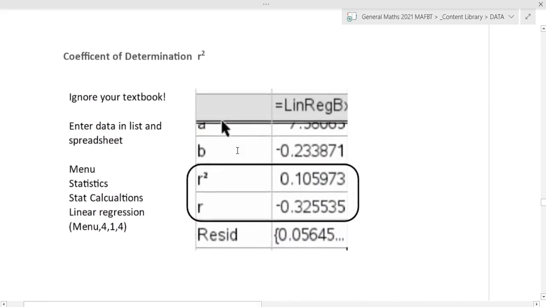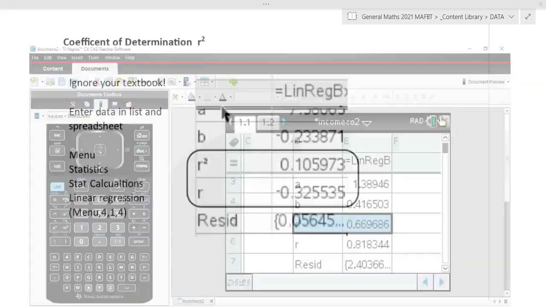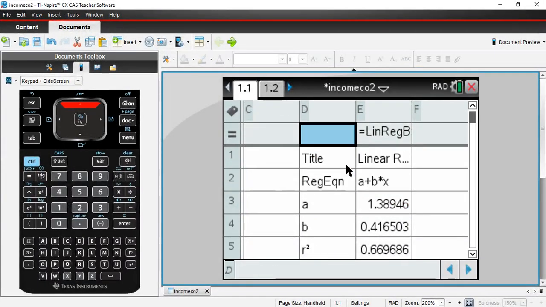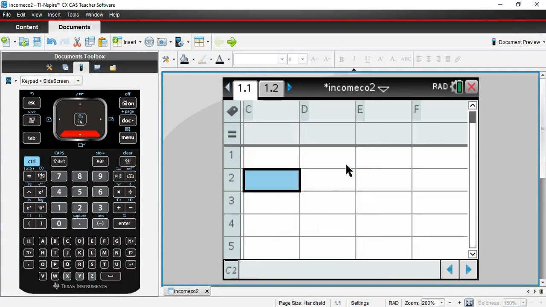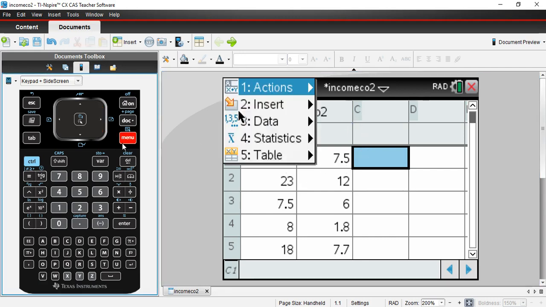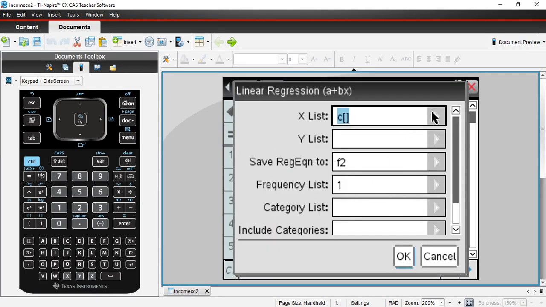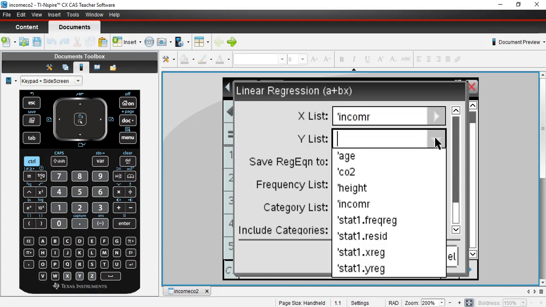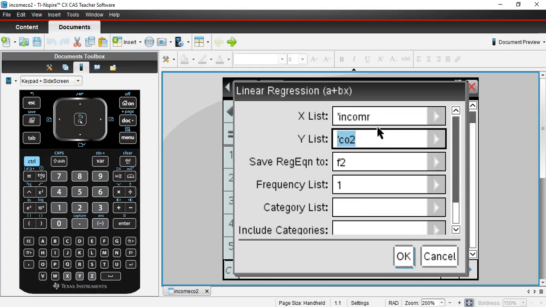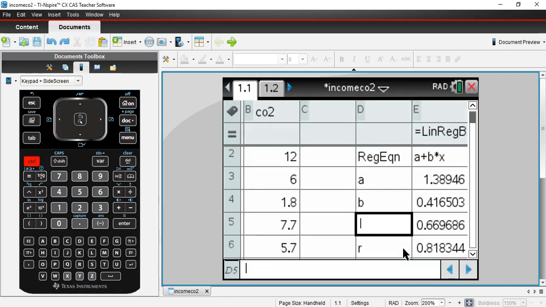It's more or less the same way when it comes to determining the R squared value. Let's delete all this. It's the same way with your CAS. How do you determine the R squared value? Put your numbers in, make sure you've named or labeled your columns, menu, stat calc, and then A plus BX. Make sure you put in your proper EV and RV, so X variable, Y variable, and there it is, your R squared value.